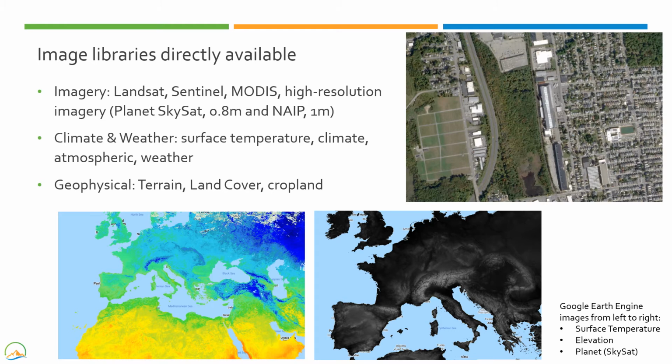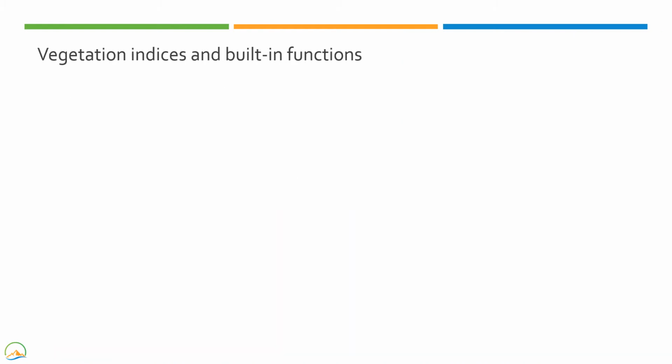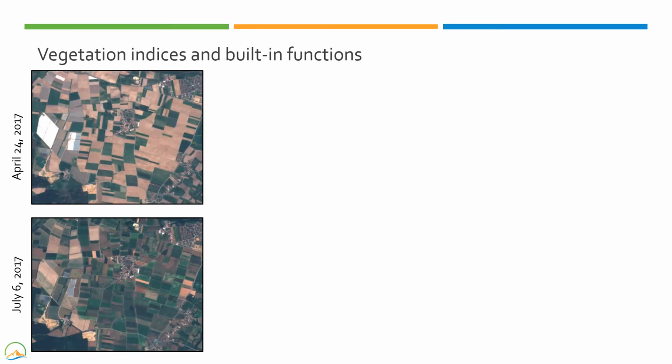In addition, there are other datasets such as surface temperature, climate, atmospheric, weather, terrain, land cover, and cropland. Some of these datasets are global, while others only cover specific areas. One way to extract information about the environment from an image is using vegetation indices. I've given an example here using the Normalized Difference Vegetation Index on 2 images. This index, abbreviated NDVI, is calculated from the difference between the near-infrared and red light reflected by vegetation due to chlorophyll content and plant cell structure.